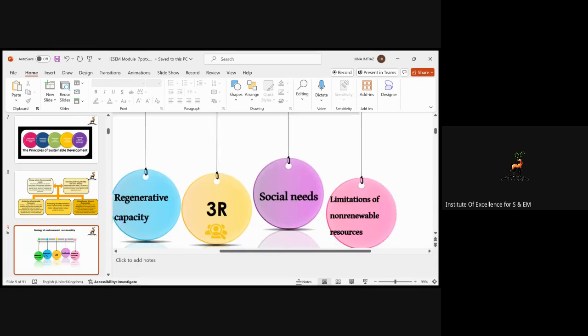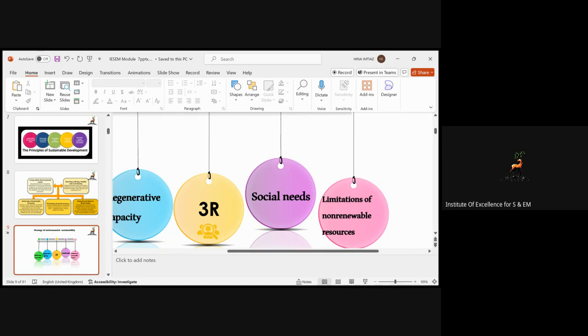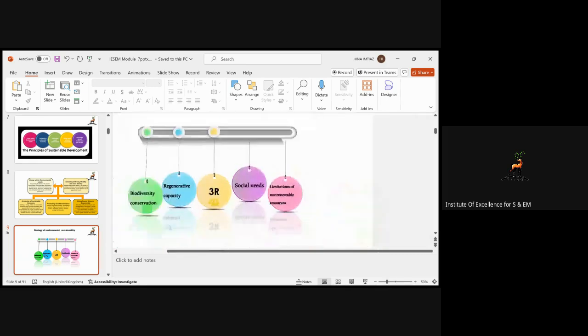And we have to fulfill social needs. We have to promote such activities which help in improving the lifestyle and the quality of life for the citizens. And again, we have to limit the use of non renewable resources, and we have to promote renewable resources, so that the non renewable resources will be saved from damage, and people should divert from using the non renewable resources.